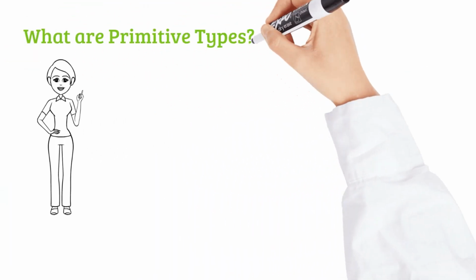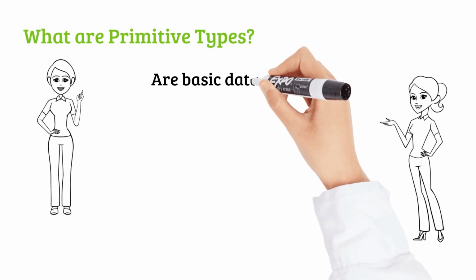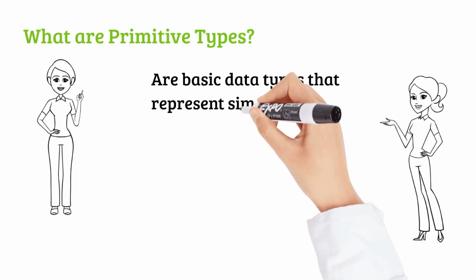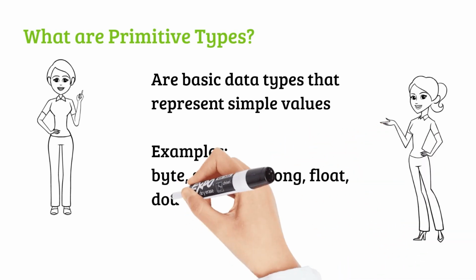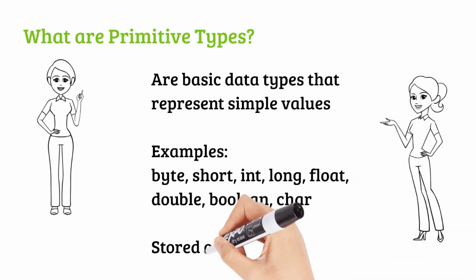What are primitive types? Primitive types are basic data types that represent single values. Primitive data types are stored on the stack. The stack is a set amount of memory space that stores some basic values.